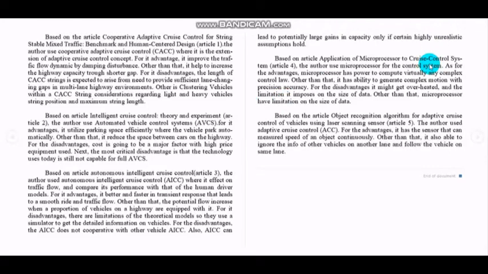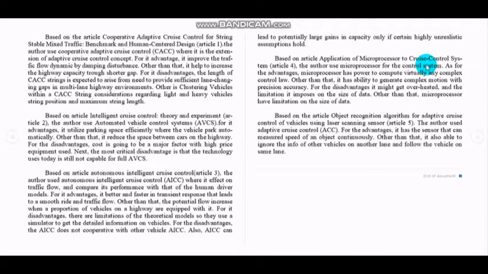For article number 3, it is about autonomous intelligent cruise control. The author used autonomous intelligent cruise control to study its effect on the traffic flow and compare its performance with that of the human driver models. So the driver can sit back and relax and enjoy the ride. For its advantage, it is better and faster in transient response, which leads to a smooth ride and traffic flow. Other than that, the potential flow increased when a proportion of vehicles on the highway are equipped with it.